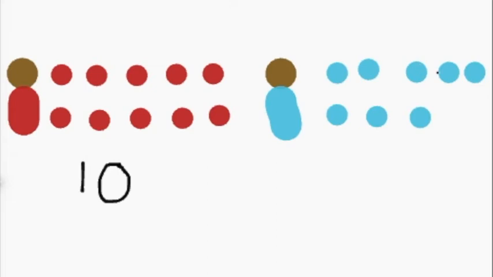1, 2, 3, 4, 5, 6, 7, 8. So how many do we have all together? Let's do it the say 10 way. 10, 8. So now let's change it up a little bit. We have these 10 kids with red shirts. We have these 8 kids with blue shirts.